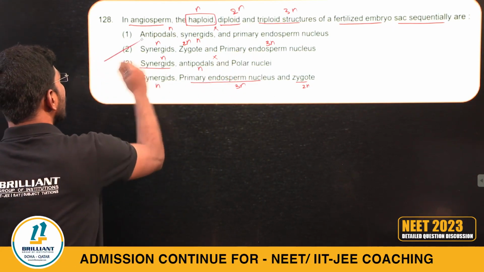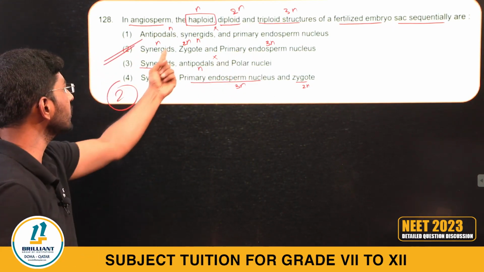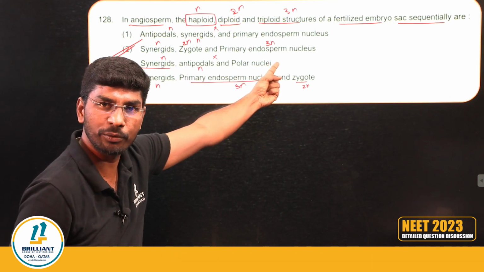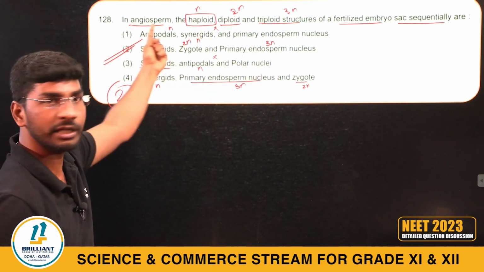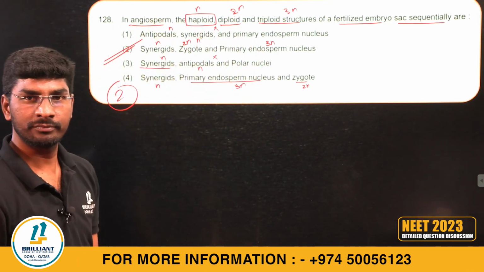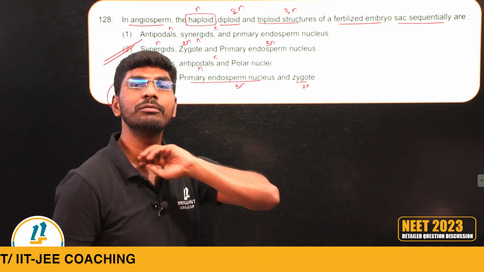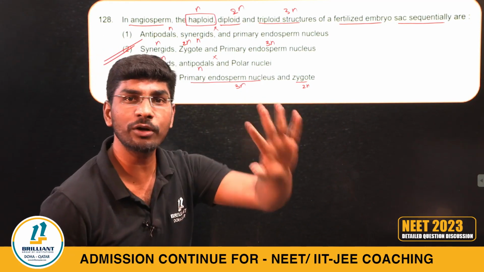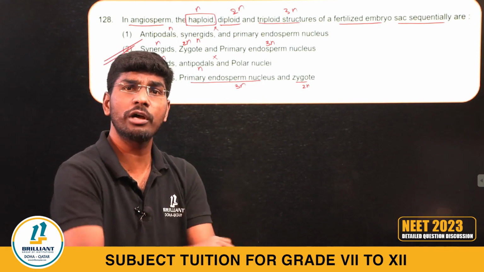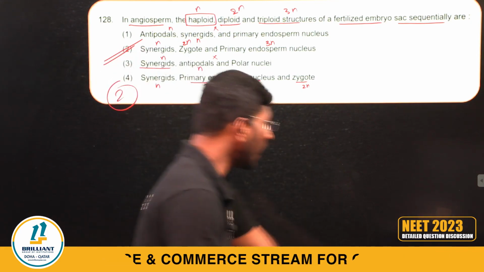Our right answer is option 2: synergids, zygote, primary endosperm nucleus. The answer for 128 is option 2. I hope there is no problem and no difficulty in this question. I think everyone has done this question.